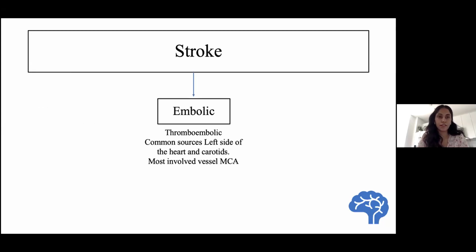Another type is embolic, where a small part of a plaque somewhere else breaks off, travels up to your brain, and then blocks off one of the arteries in your brain. And when this is the case, you want to try to look for sources. Some of the common sources are your carotids as well as your heart, especially in patients who have AFib. And the vessel that's most commonly involved is the middle cerebral artery.